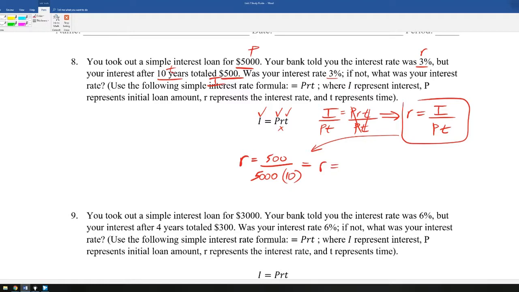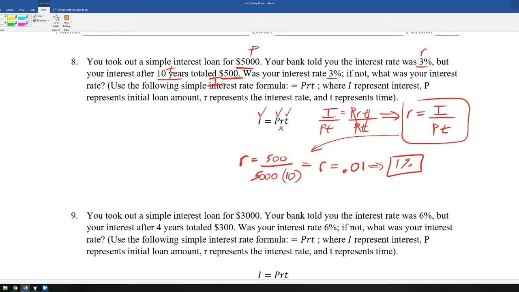So 500 divided by 5,000. Don't forget that you're multiplying by 10 there. And you end up getting 0.01. Now, what does that mean? That means your interest rate was really at 1%. All right, which is awesome. It seems like your bank made a mistake or something, or they didn't catch the mistake, and you're getting lucky. All right, so hey, winning.